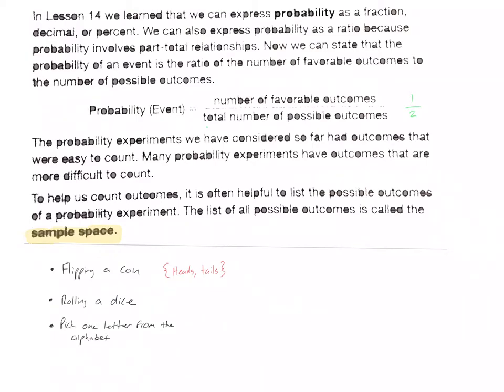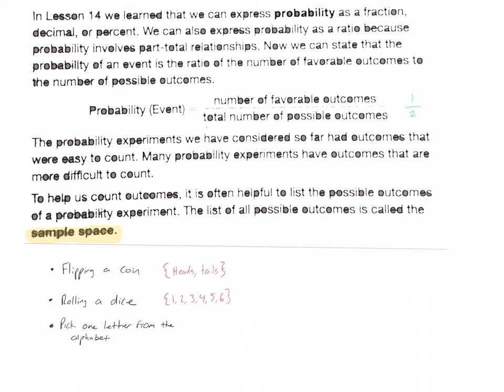The next one is rolling a dice. So remember, a dice is a cube. Sometimes we call that a number cube. So we'd say the first option is a 1, a 2, a 3, a 4, a 5, or 6. Those are all the possible numbers that you could roll.